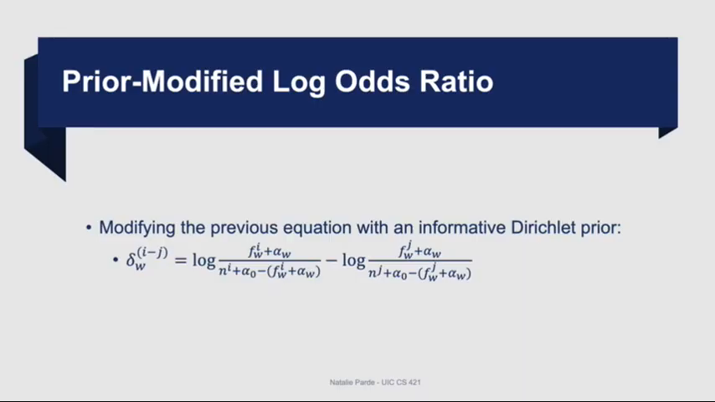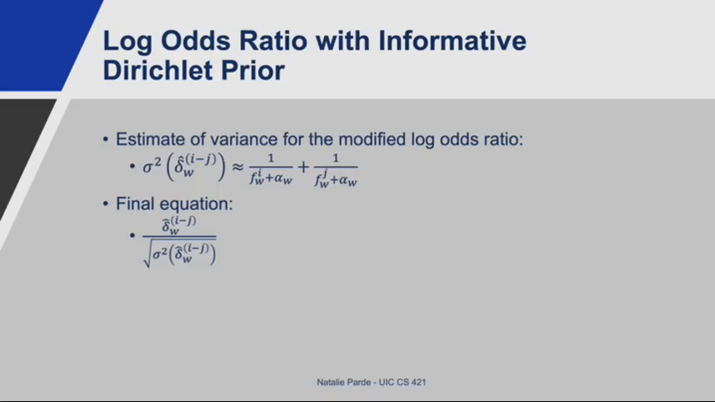When we modify this equation with an informative Dirichlet prior, we add a term alpha based on a background corpus. Alpha sub 0 is the size of the background corpus, and alpha sub W is the number of times the word W occurs in that background corpus. Finally, we can estimate the variance of the log-odds ratio, as shown here, as 1 divided by the sum of the frequency of word W in corpus I and the count of the word W in the background corpus, plus 1 divided by the sum of the frequency of word W in corpus J and the count of the word W in the background corpus.